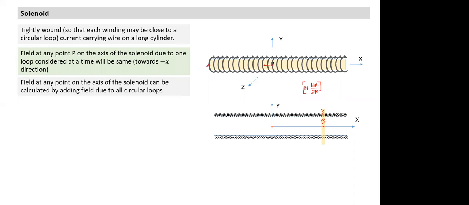But if it is on the axis, what is the formula for the field on the axis of a circular loop? Mu naught by 4 pi, that term remains the same. What is the other term we get here? 2 into m. What does m indicate? Magnetic moment, which is nothing but current into area. Yes, 2 pi r square, current into area, and then we divide it by r square plus x square raised to power 3 by 2.